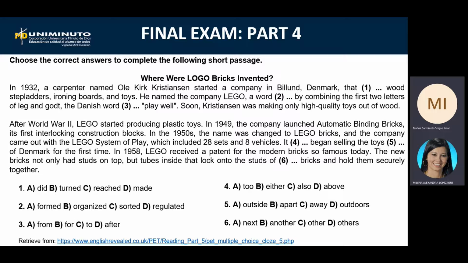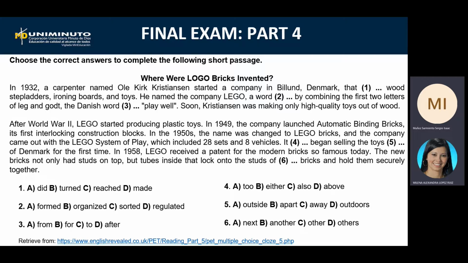In 1958, Lego received a patent for the modern bricks so famous today. The new bricks not only had studs on top, but tubes inside that lock onto the studs of other bricks and hold them securely together. So, let's choose: of next, no, of another, no, brick. Let me see. Of next.